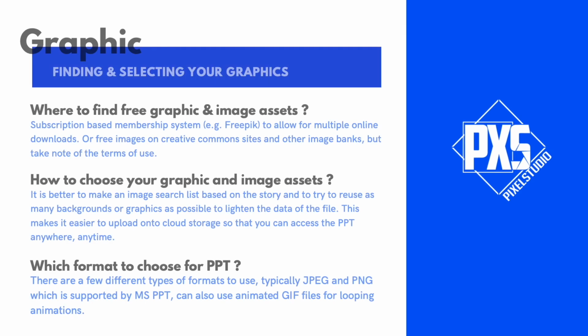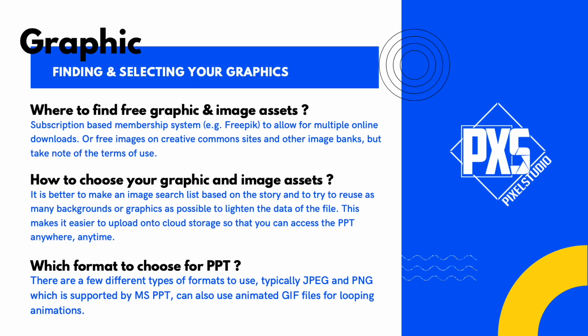So where to find images and backgrounds? Most of the time, there's a subscription-based membership system. One example is Freepik to download images and graphics. But if you know what you need, you can actually download the necessary graphics, photos, or backgrounds from the internet. Some of these sources come in 3D as well, graphics in 3D, which is supported by Microsoft PowerPoint.